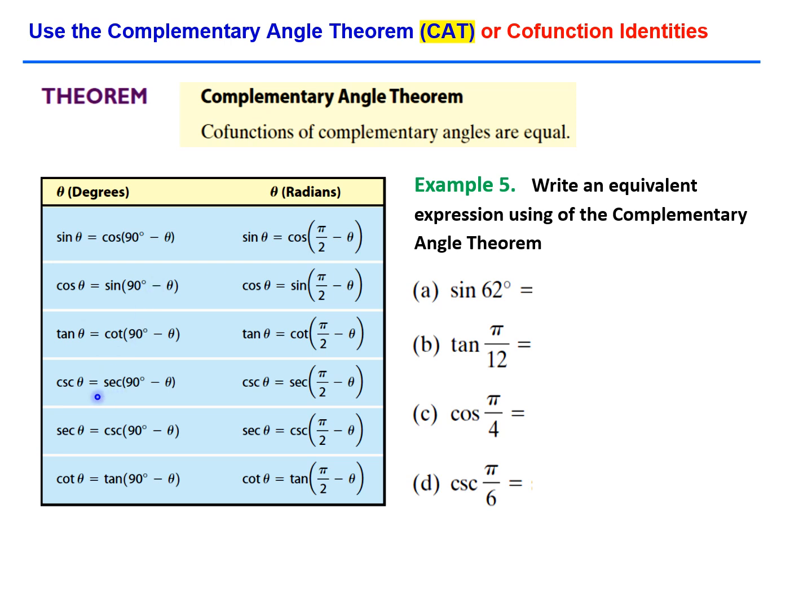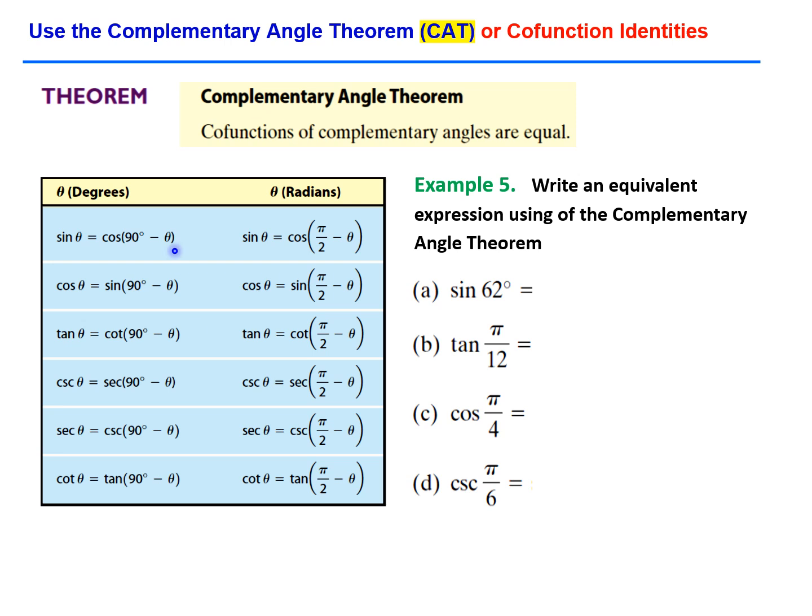For example, I want to find the value of secant of 90 degrees minus theta. Since it's 90 degrees minus theta, you will have an idea that you will be using CAT. The cofunction of secant is cosecant, and then we get the second angle, which is theta. So that's it, they're equal. If I want to find cotangent theta using CAT, the cofunction of cotangent is tangent, and the complementary angle to theta is 90 degrees minus theta.